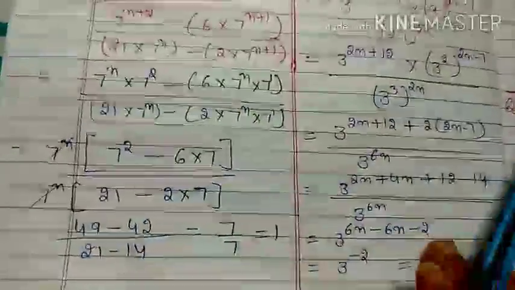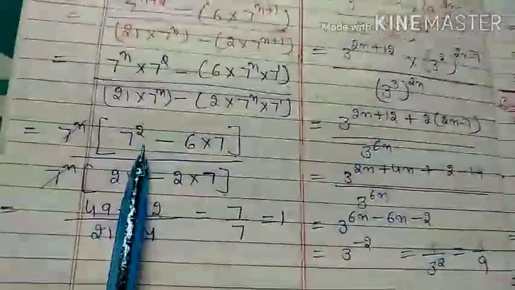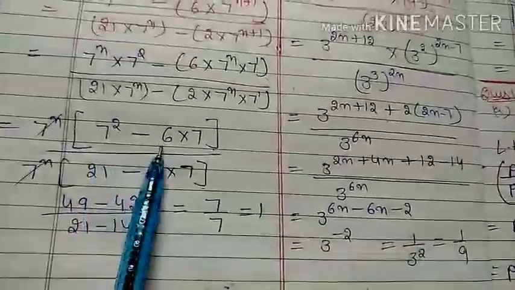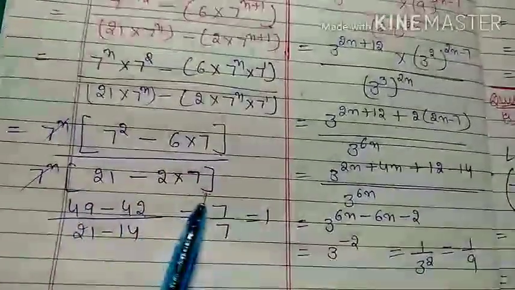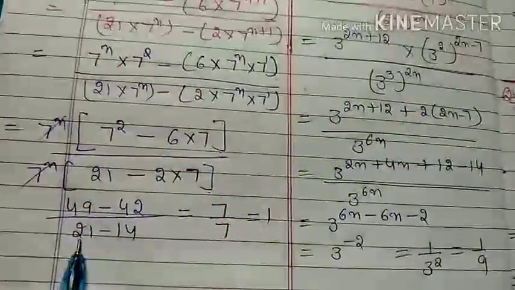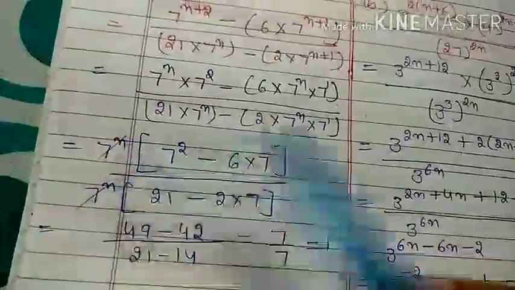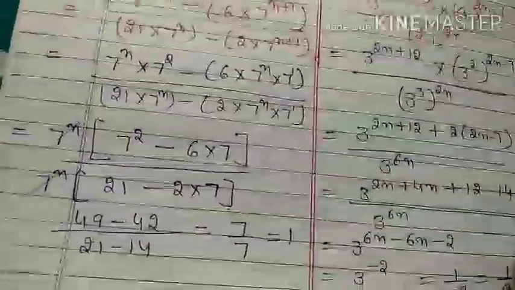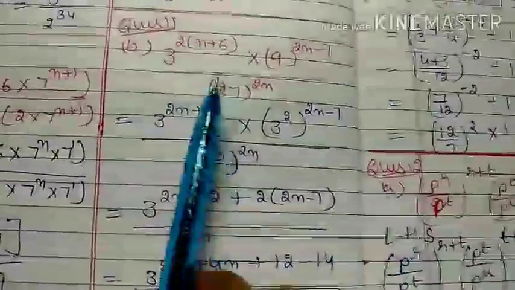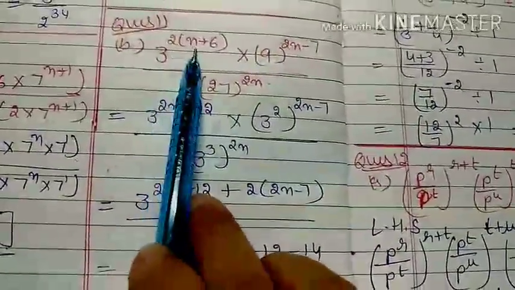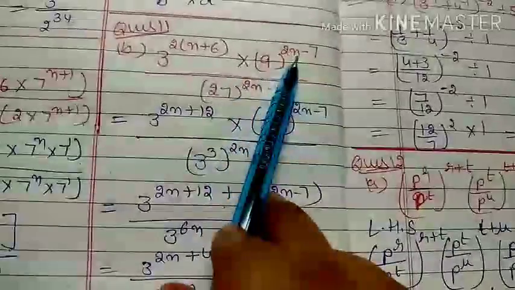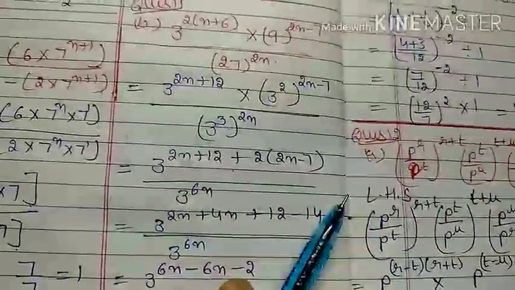Now I take common 7^n from both numerator and denominator. What is left? 7 square minus 6 into 7, 21 minus 2 into 7. After subtraction, that gives me 7 by 7 is equal to 1, and here common 7 raised to power n cancel with each other. Now 11th question, B part. If you have a question 3 raised to power 2n plus 6 into 9 to the power n minus 7, divided by 27 raised to power 2n in the denominator.